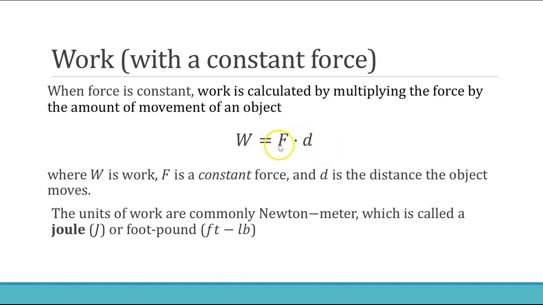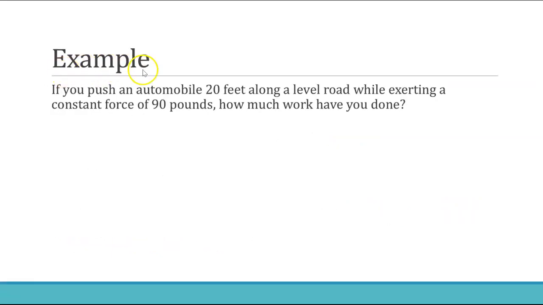We said force is equal to mass times acceleration. So this formula becomes W equals M times A, mass times acceleration, times the distance the object travels. The units of work are commonly Newton meter, which is called a joule, or foot-pound. Let's look at an example.